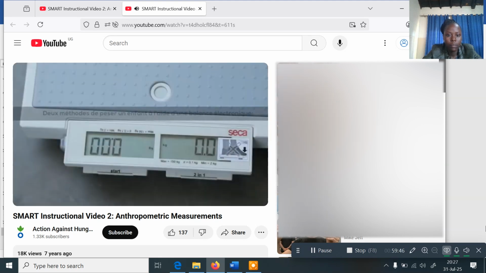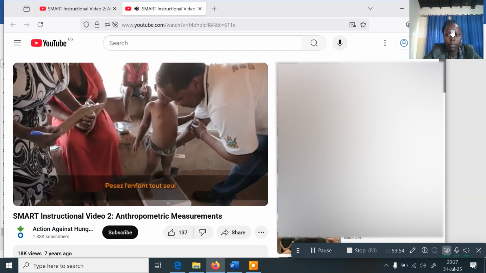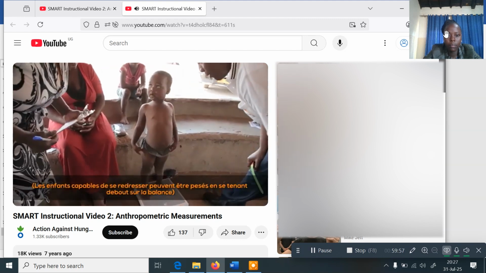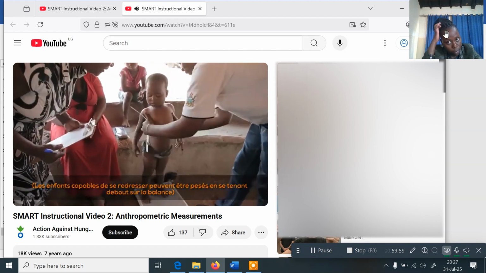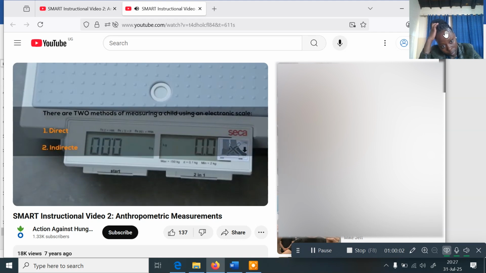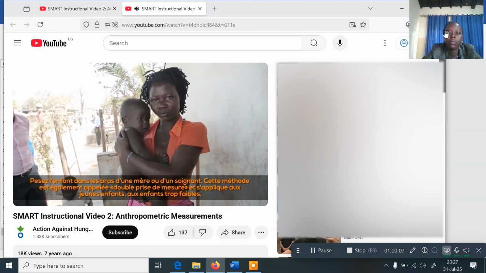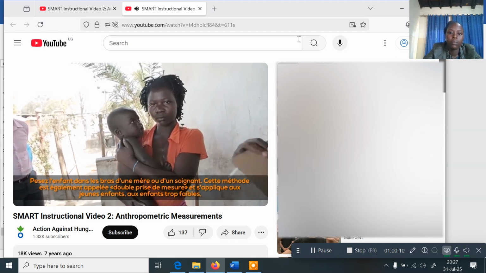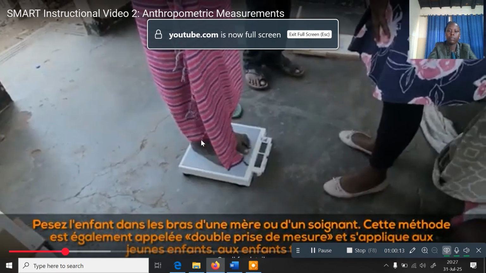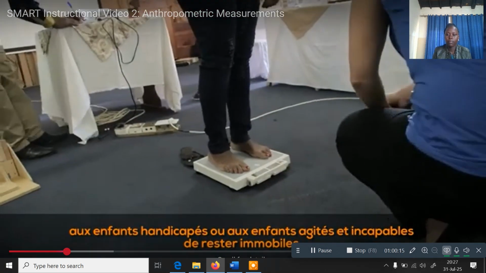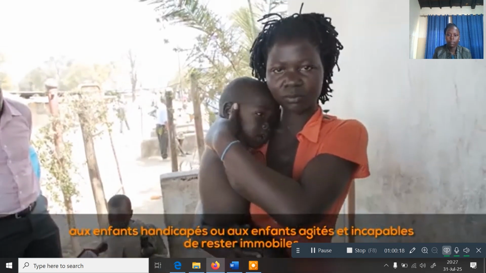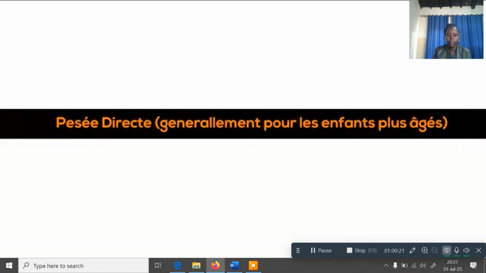There are two methods of measuring a child using an electronic scale. 1. Direct. Measure the child by themselves. Children able to stand up can be weighed by standing on the scale. 2. Indirect. Measuring the child in the arms of a mother or caregiver, also referred to as double weighing, applies for young children, children who are too weak, children who are disabled, or children who are restless and cannot stand still on their own.